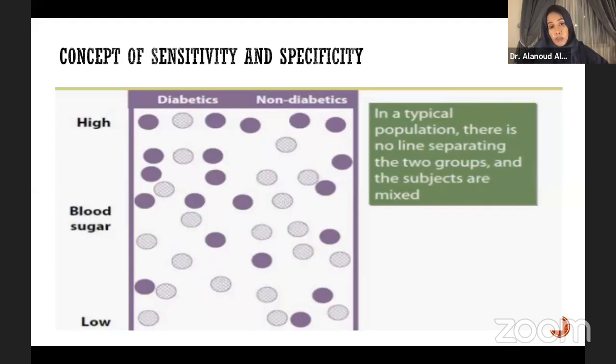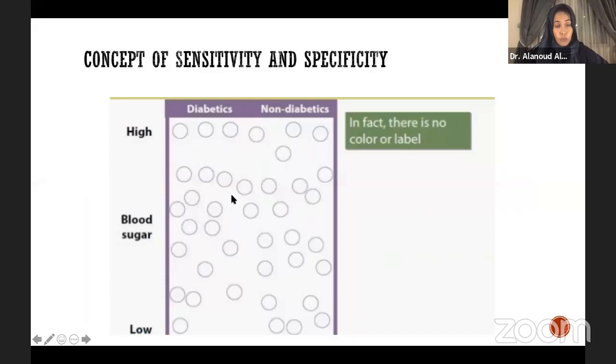Let's make this example more difficult. In reality, in a typical situation, there's no separation between these two. There's no separation between non-diabetic and diabetic. And in fact, to make it more difficult, in reality, there is no color label at all. And we don't know who has diabetes and who does not have diabetes. So this makes our job more difficult to decide which cut point I should use.